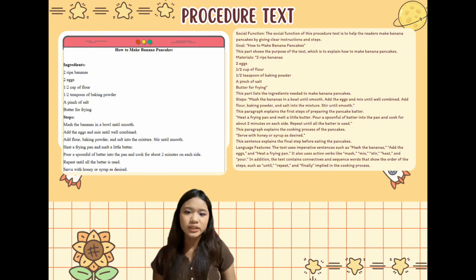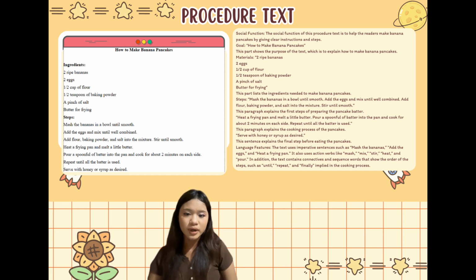In the goal part, the text says how to make banana pancakes. This part shows the purpose of the text, which is to explain how to make banana pancakes. In the material part, the text lists 2 ripe bananas, 2 eggs, half of flour. This part lists the ingredients needed to make banana pancakes.